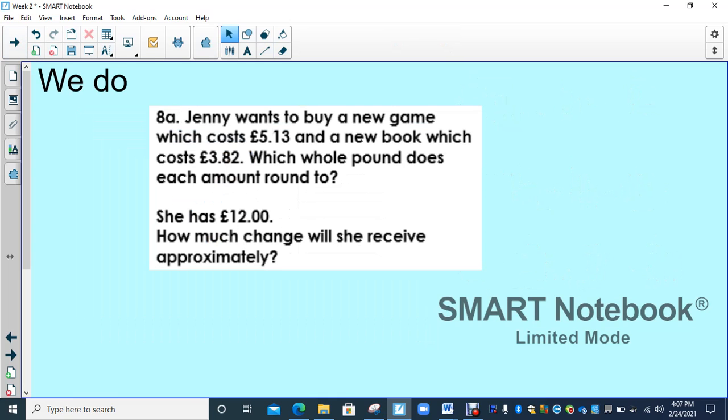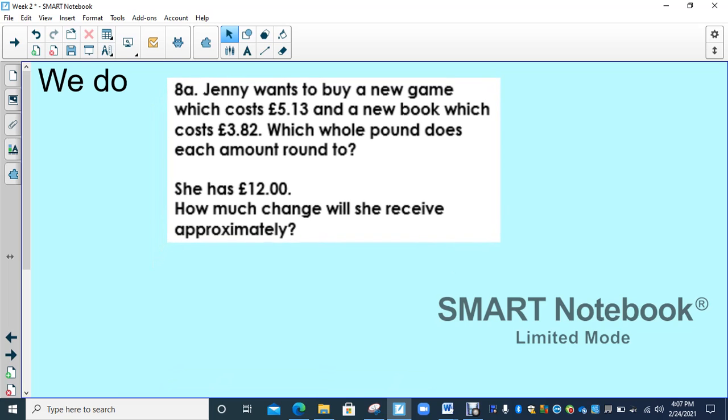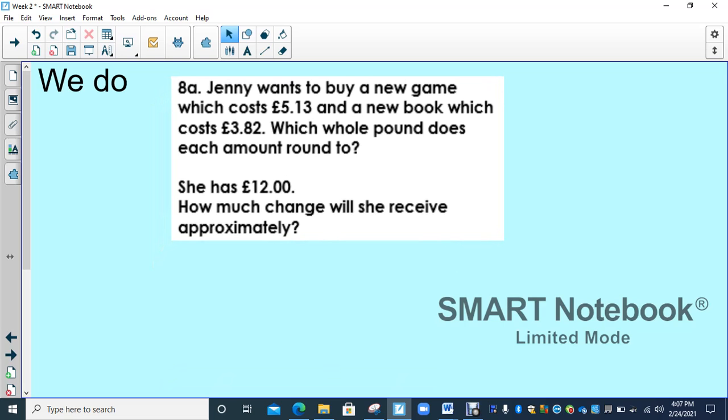Okay, last question before you move on to the sheets using the Sway document. 8A. Jenny wants to buy a new game which costs £5.13 and a new book which costs £3.82. Which whole pound does each amount round to? And then she has £12. How much change will she receive approximately? So approximately is just another word for estimating. Okay, so it's around how much will she get.